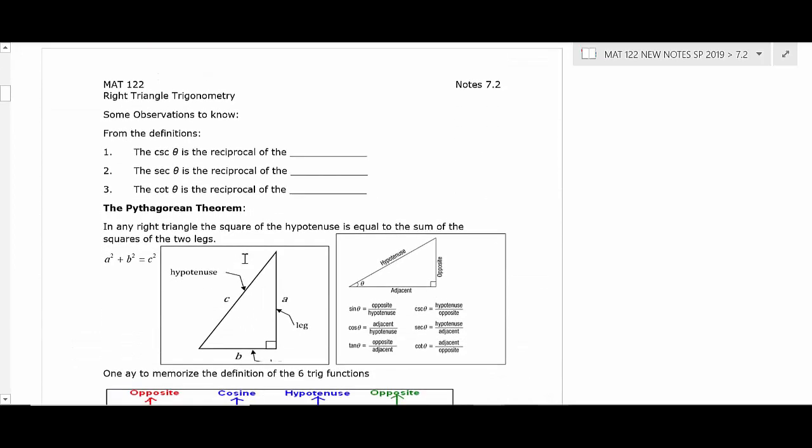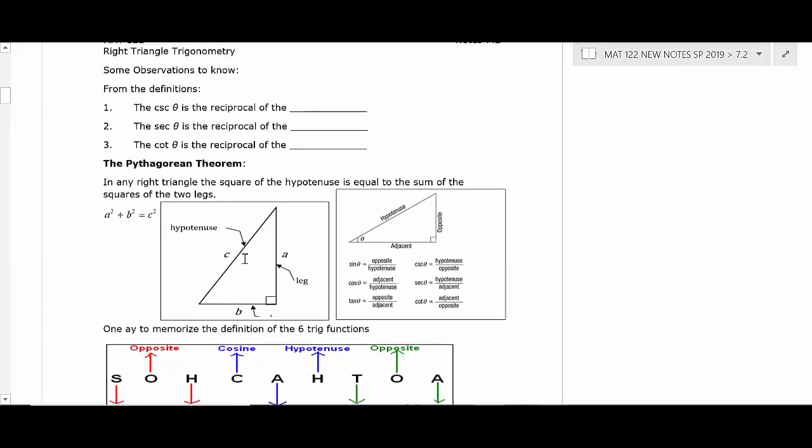On the next page, there are a couple of things you want to notice. Again, these are the definitions. Notice sine and cosecant are just reciprocals of each other: opposite over hypotenuse, hypotenuse over opposite. So the cosecant is the reciprocal of the sine of theta.